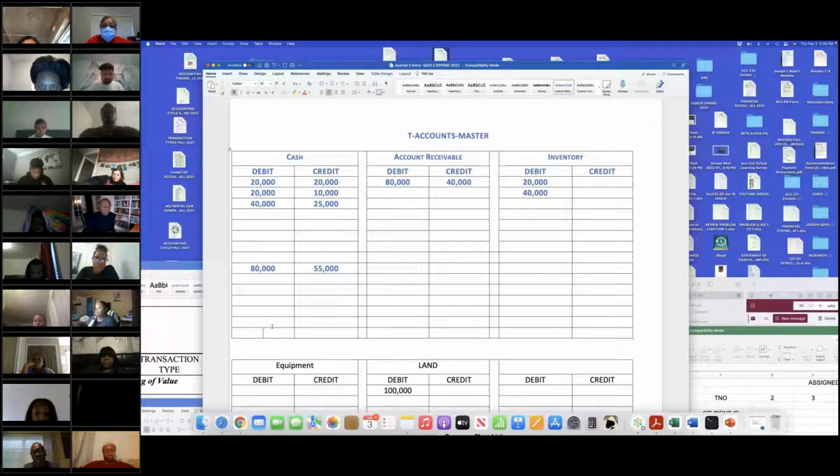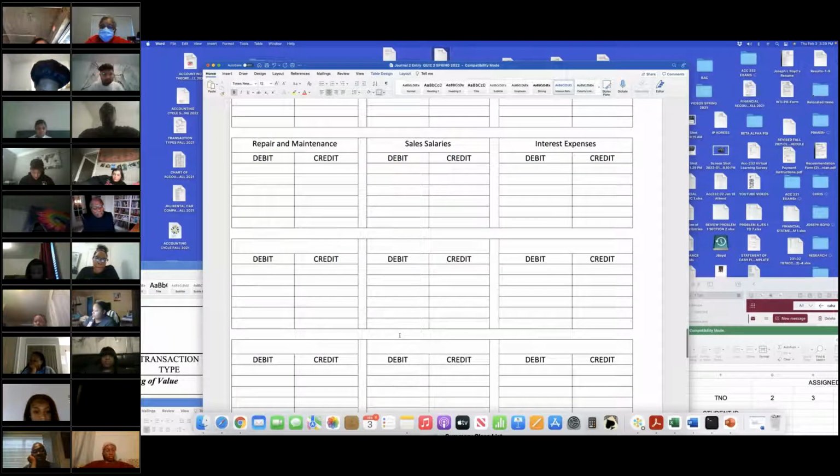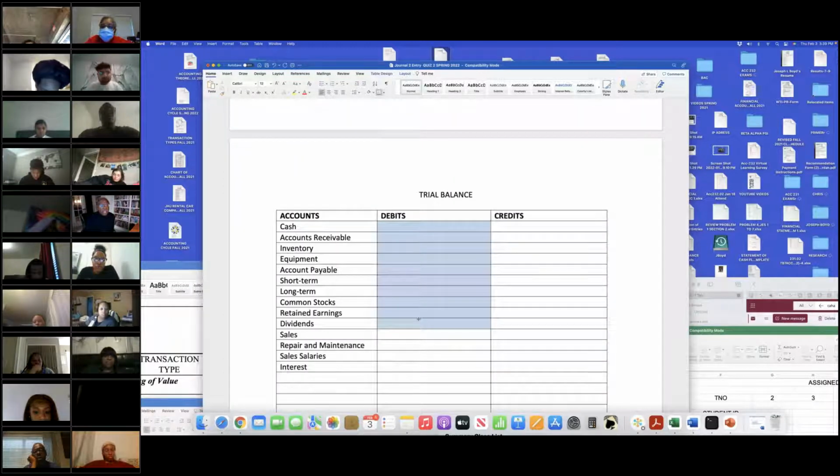So we're going to put that in red because we've got to make sure everything is equal. So once it gets here in red, we'll go over to our trial balance and put that 25,000 on the debit side, because it's on the debit side in that account.